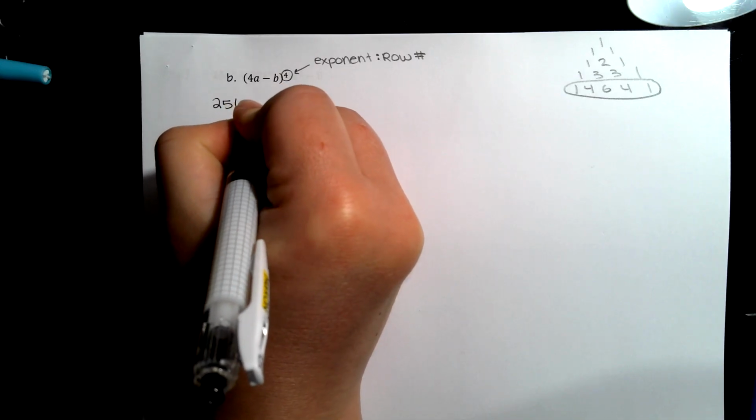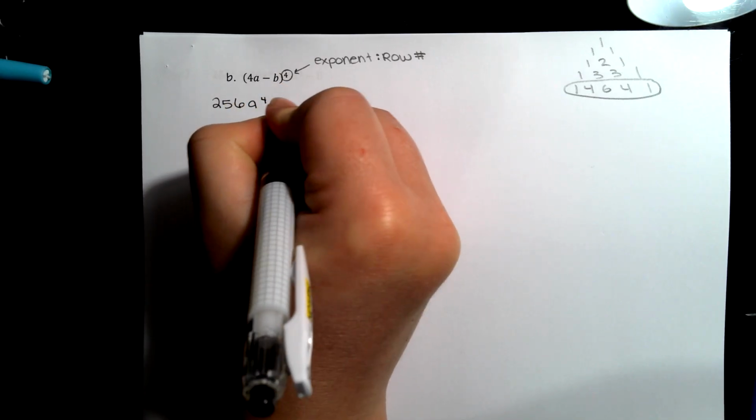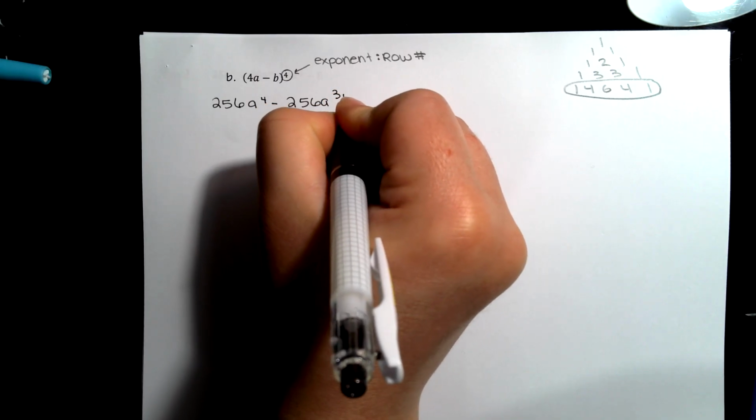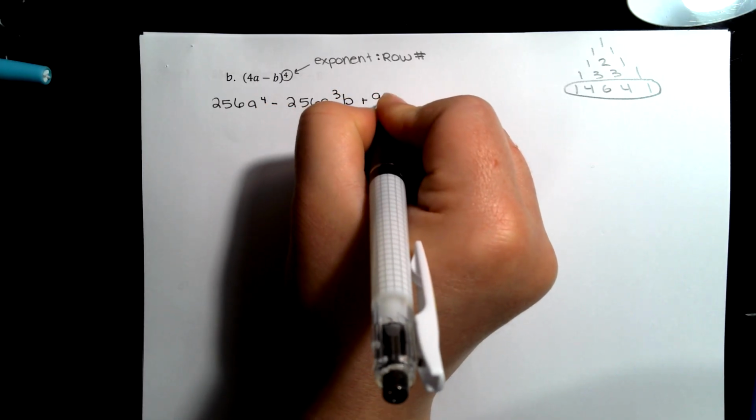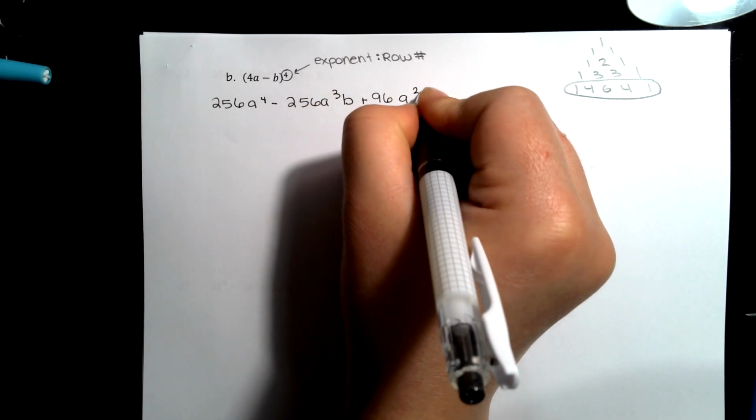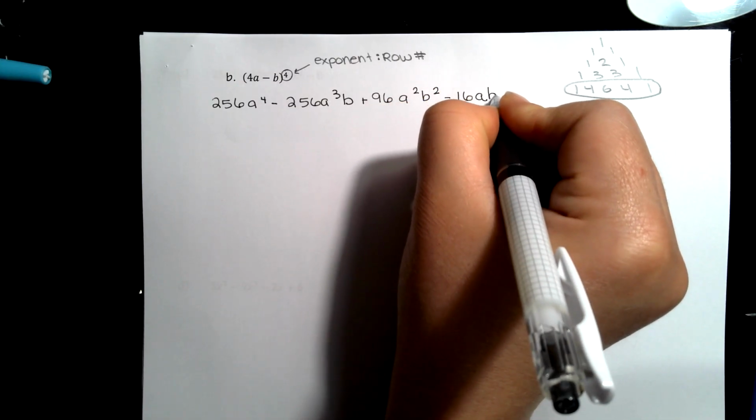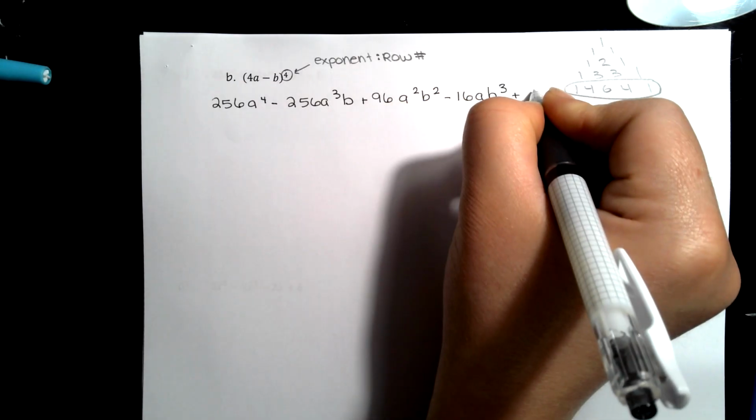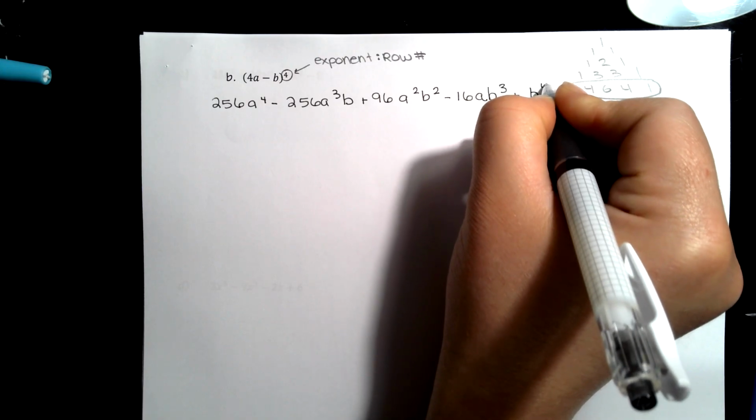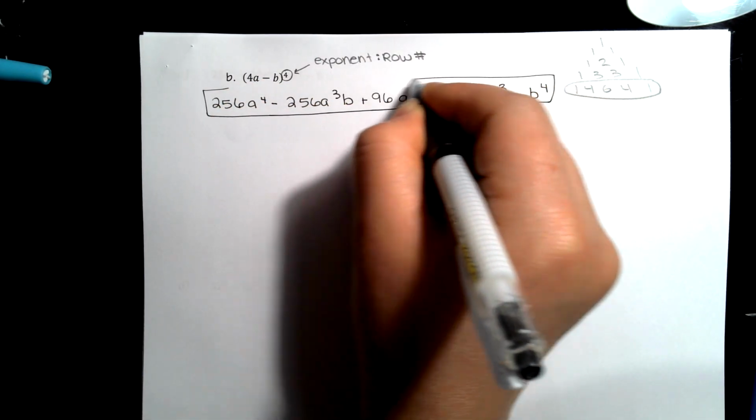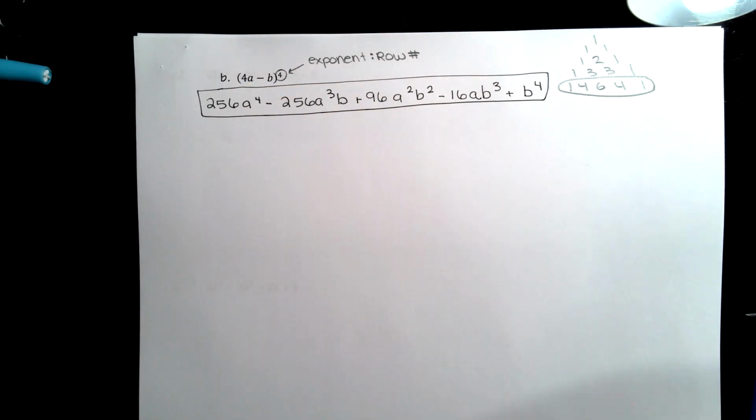For your answer, you should get 256 a to the 4th power minus 256a cubed b plus 96 a squared b squared minus 16a b cubed plus 1b to the 4th power. Double check your answer. Just a reminder, no work, no credit for questions.